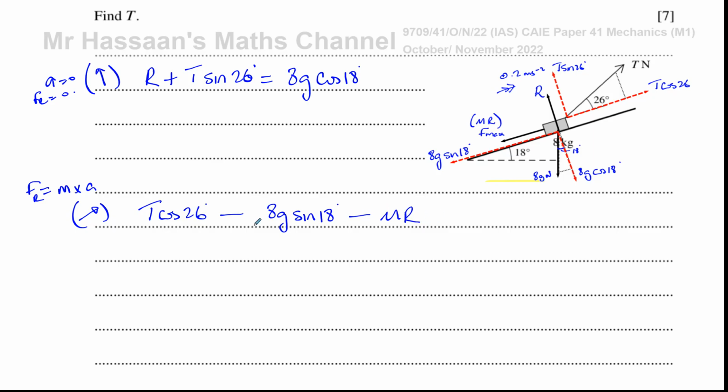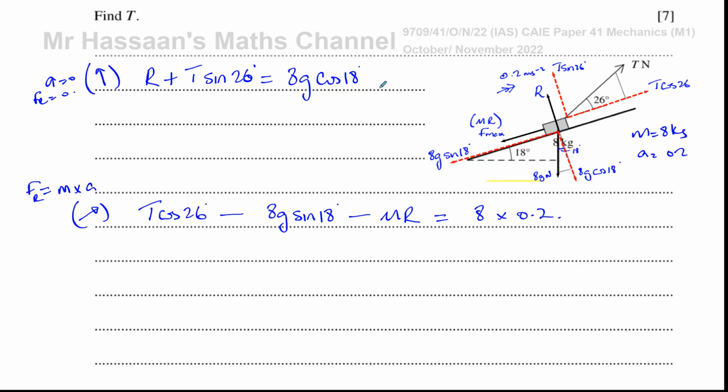And I know that the resultant force is equal to the mass times acceleration. The mass of the object is 8 kilograms, and we know that g is equal to 10. The acceleration, as I said, is 0.2. So the resultant force, equal to mass times acceleration, is 8 times 0.2.